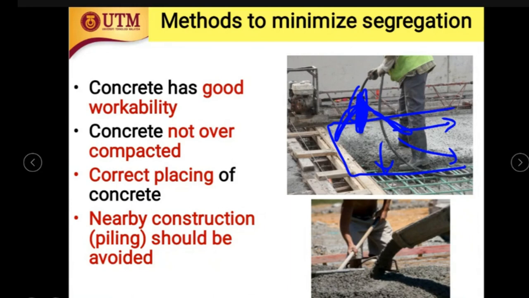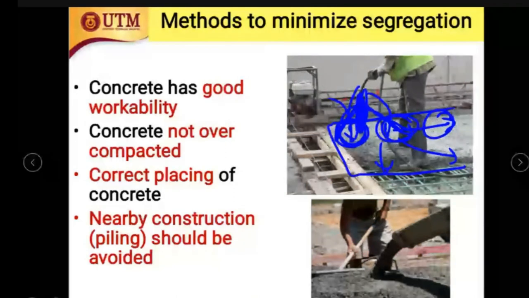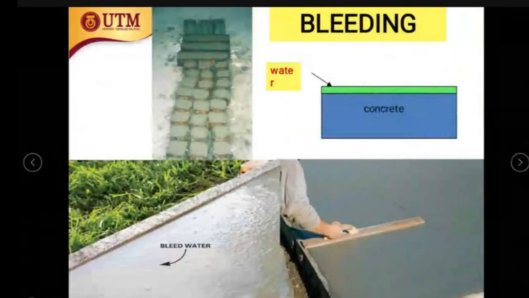Supposedly, if we want to place the concrete in this direction, the concrete has to be poured as close as possible to this position. So if you want to cast at this location, your tremie or your drum for the concrete has to be located here, and then here, but not distributed to other places by using the vibration. That is the incorrect placing. And nearby construction, for example piling, should be avoided because the vibration from the piling works can also result in segregation of our concrete.